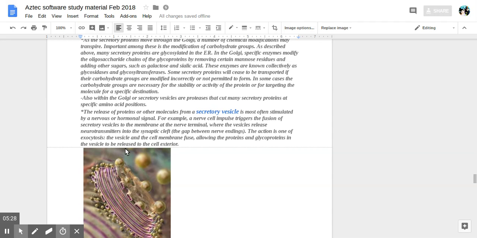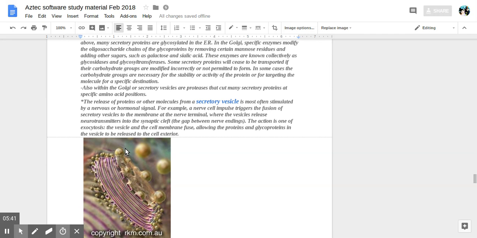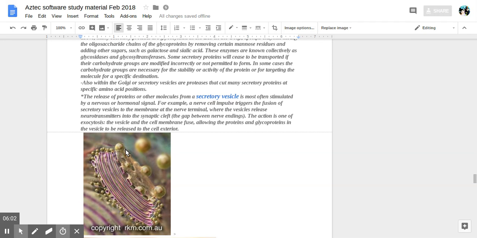As the secretory proteins move through the Golgi, a number of chemical modifications transpire. Important among these is modification of carbohydrate groups. As described above, many secretory proteins are glycosylated in the ER. In the Golgi, specific enzymes modify the oligosaccharide chains of the glycoproteins by removing certain mannose residues and adding other sugars such as galactose and sialic acid.